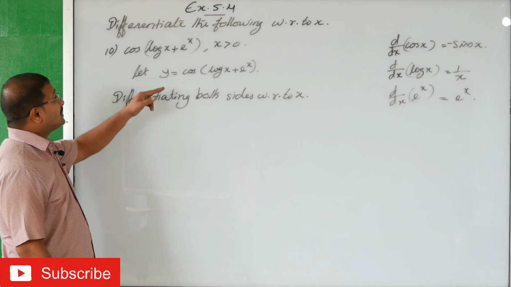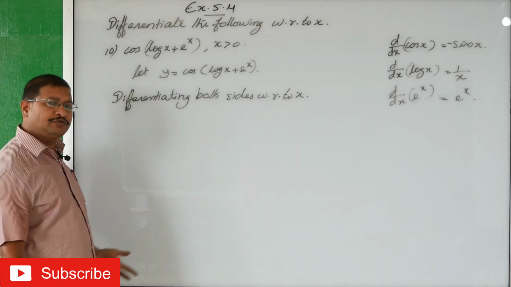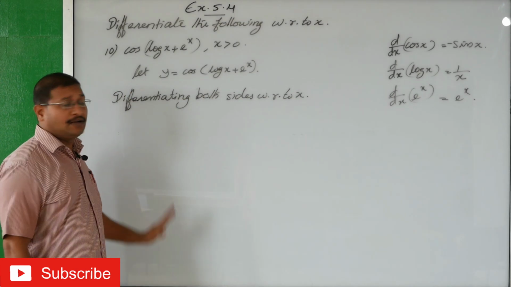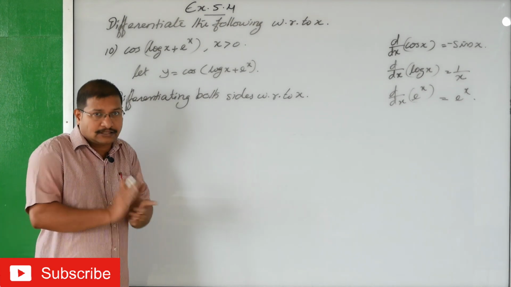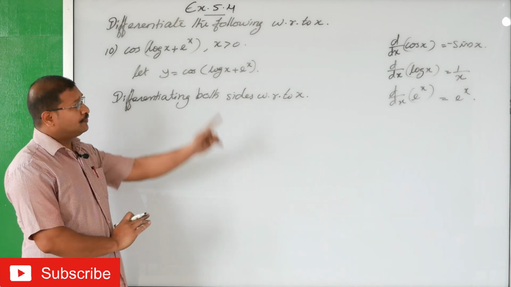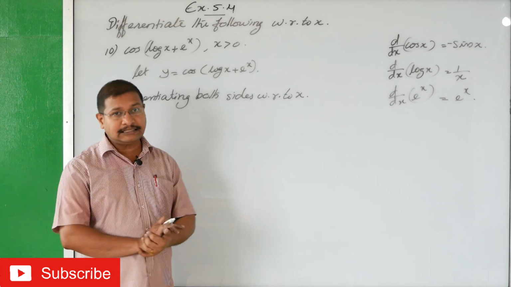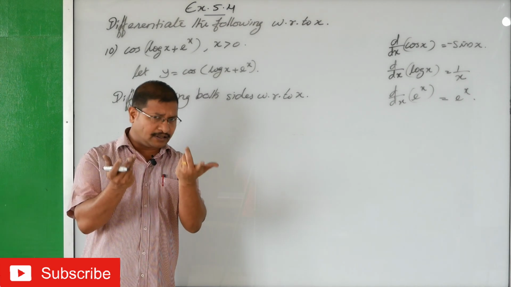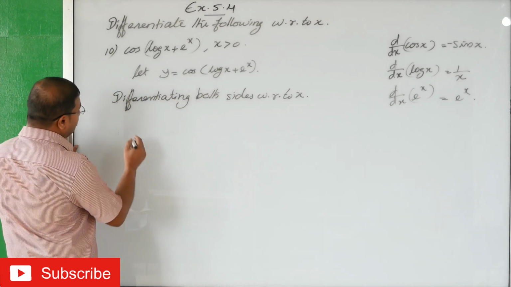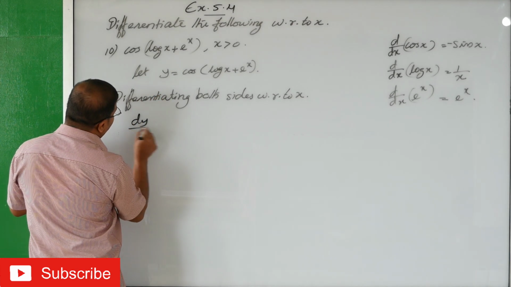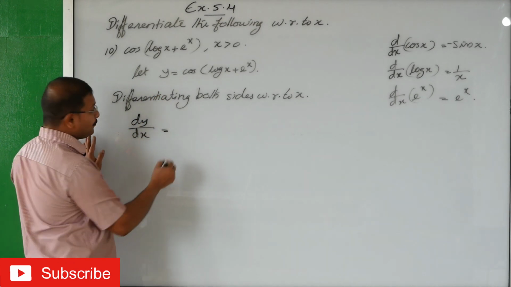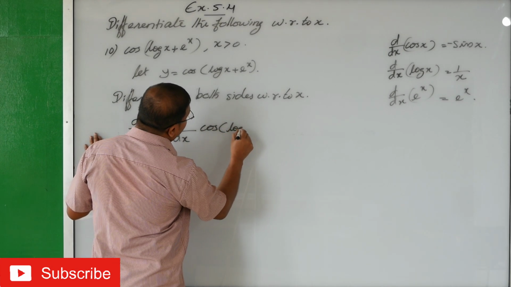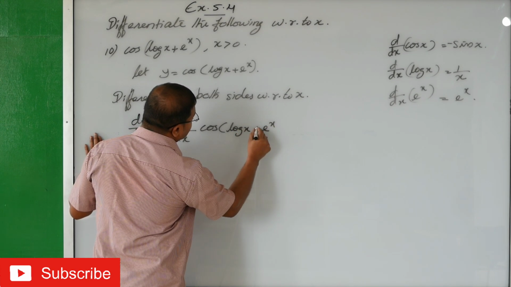Cos of log x plus e raised to x, x greater than 0. First what you will write? Let y equal cos of log x plus e raised to x, differentiating both sides with respect to x. After that, a few equations we should know. First one, derivative of cos x equals minus sin x, derivative of log x equals 1 by x, derivative of e raised to x equals e raised to x. Ready? So let's start. First derivative of y means dy by dx equals derivative of cos of log x plus e raised to x.